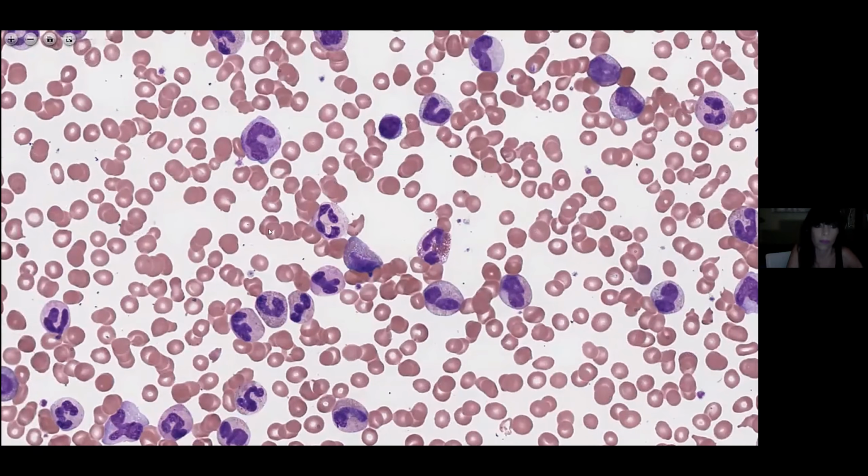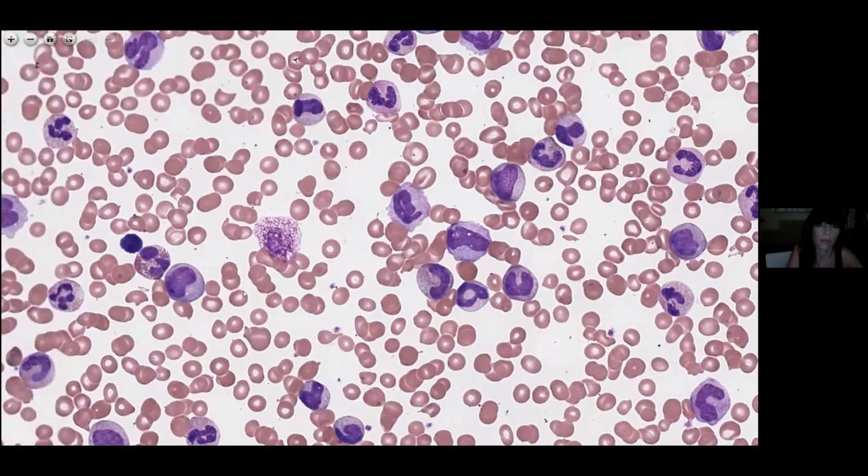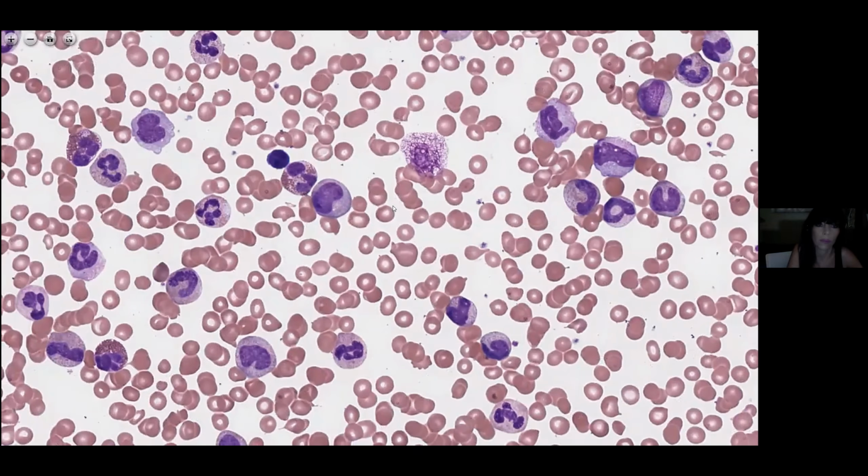I'm just going to have a look at the comments. There's a comment here, Sam, about when to call this a leukemoid reaction or CML. Maybe we can answer that question after looking at the next case.